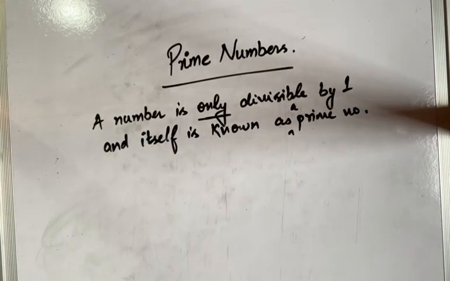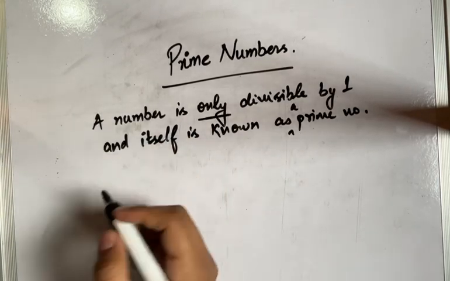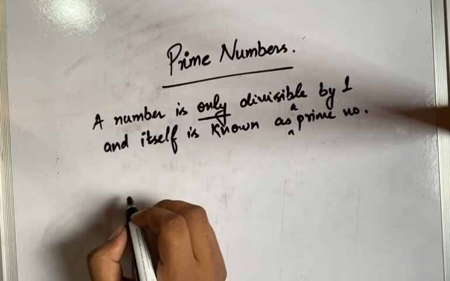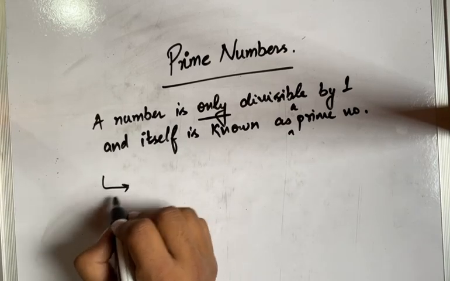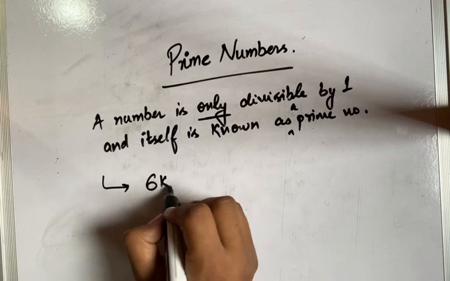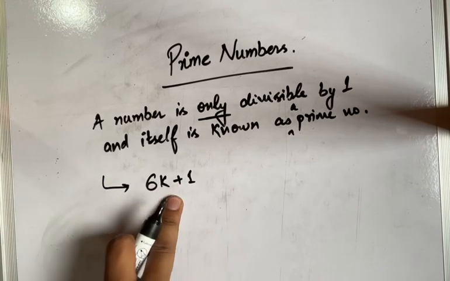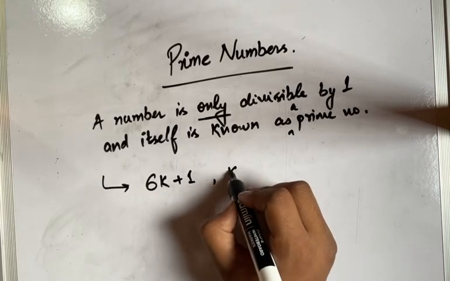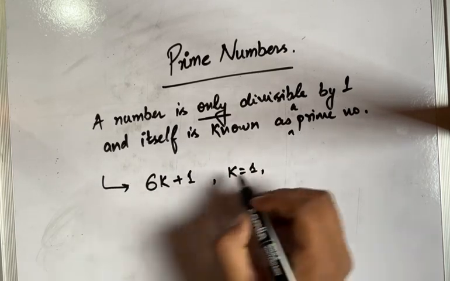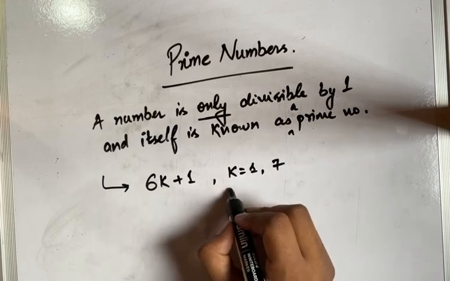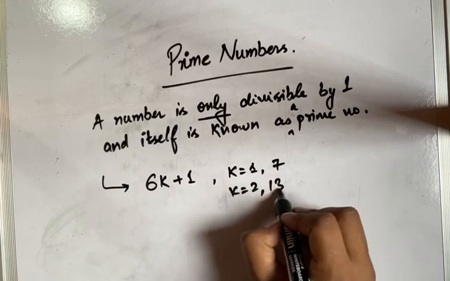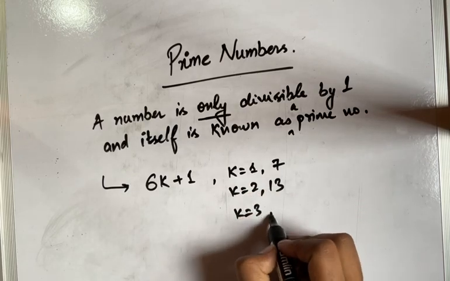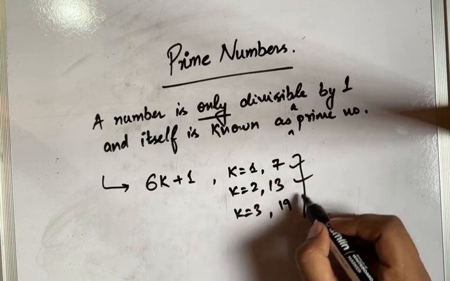So we'll head to the representation of prime numbers. The representation of prime numbers is basically done by 6k plus 1. This is the basic representation of any prime number. We can check it out: if we put k equal to 1, we get the value 7. K equal to 2, we get 13. K equal to 3, we get 19. As we can see, all these numbers are prime numbers.